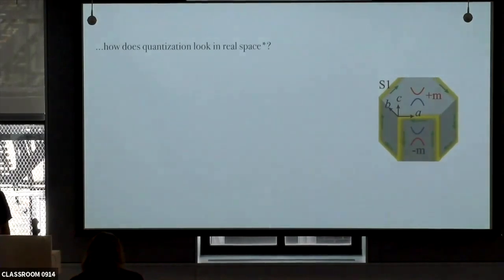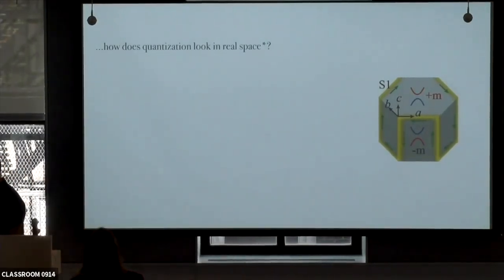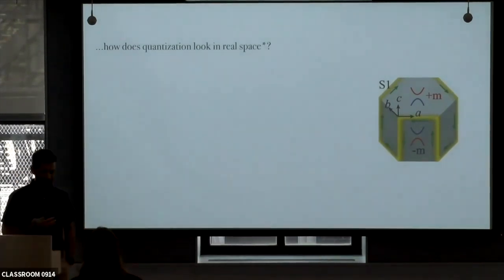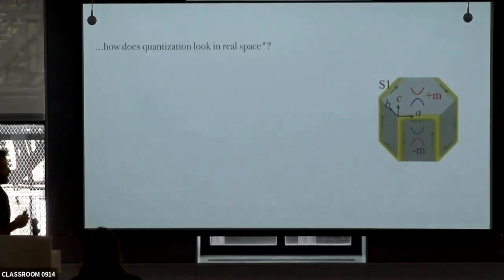Now, this kind of motivated us to ask as well, how is circular dichroism really related to this local Chern marker, how does this actually play out in a 3D sample, and what can you learn about it?